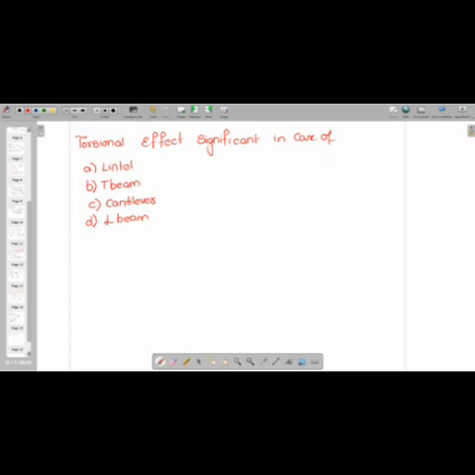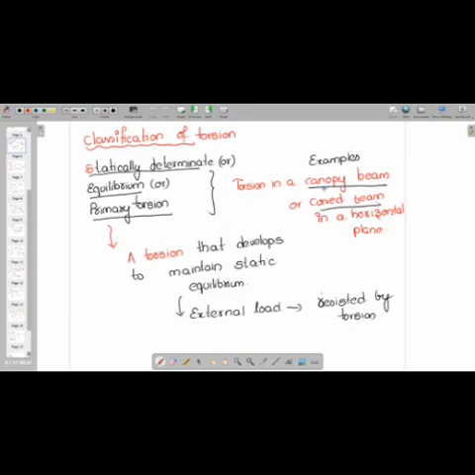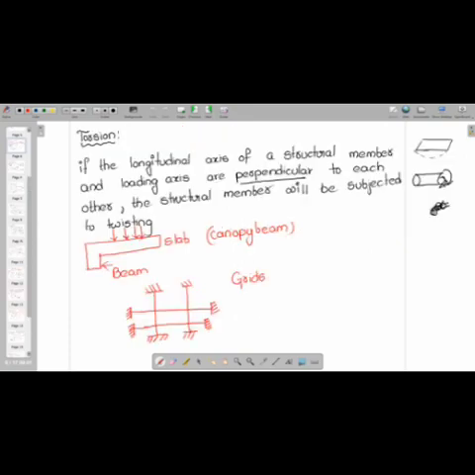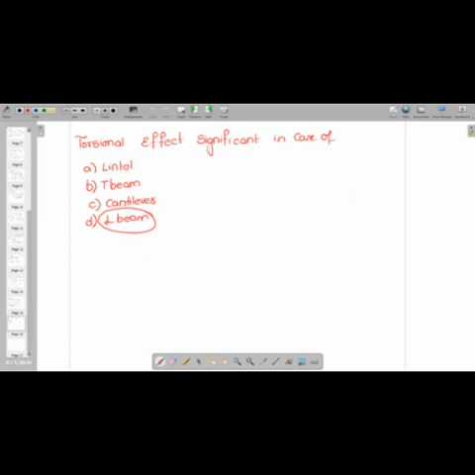Very good, Simran. L-beam is the correct answer. Because I told you clearly, the examples of statically indeterminate torsion are canopy beams or curved beams, and I told you it is an L-beam. Did I tell you L-beam? Yes. I have told you clearly, L-beam. Very good. Next.